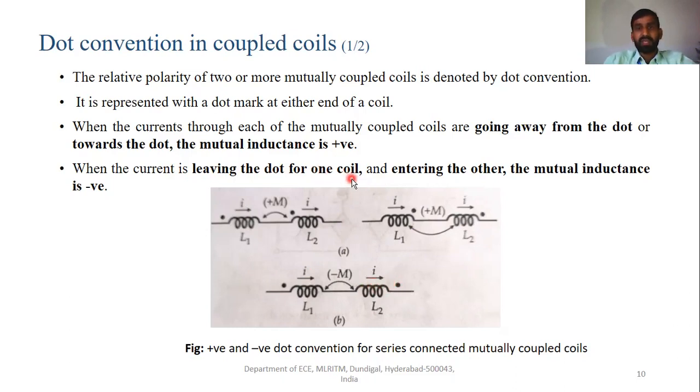So if that is the case, the mutual inductance is going to be negative. That's why here it is minus M. So practically, if you want to speak about this dot convention, this dot is going to indicate the same polarity.